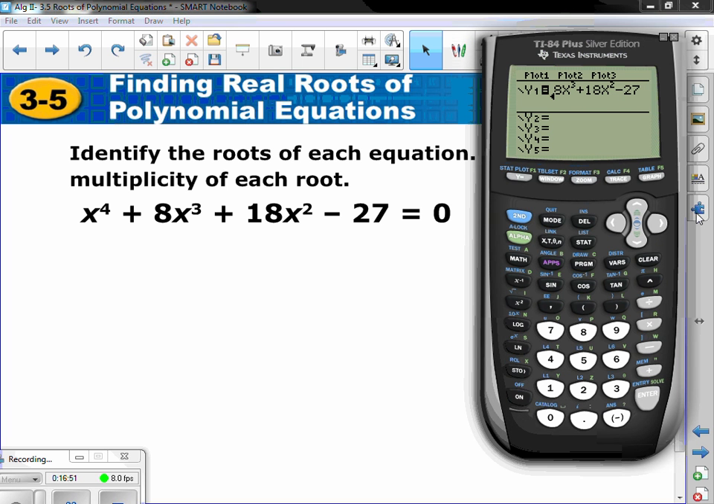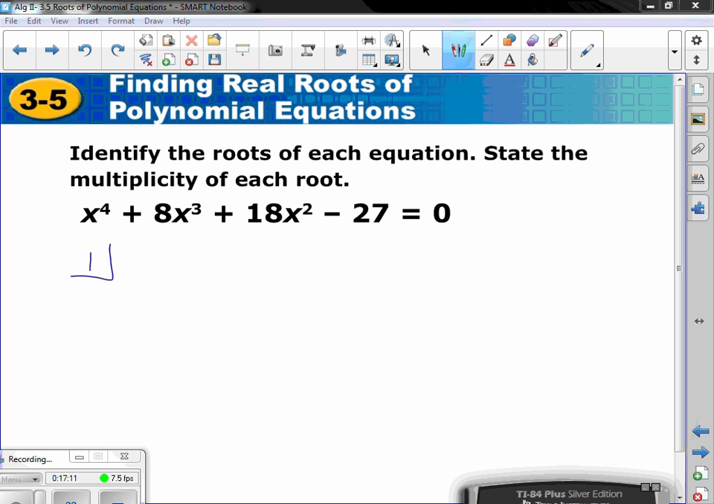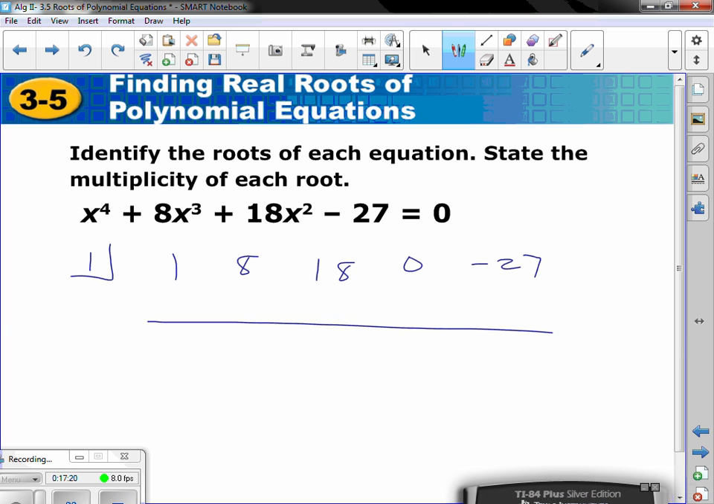All right, when I graph, I'm going to go right to the table. Second graph. I see I have a 0 here at 1. And if you look, there's one at negative 3. So I'm going to pick the 1. I'm going to put the 1 in here. I have 1, 8, 18, 0, negative 27. Why did I put the 0 in this one? Filler. There's no x here.